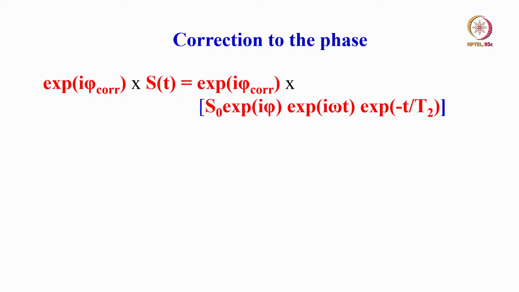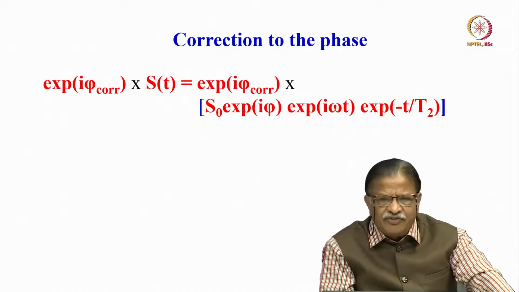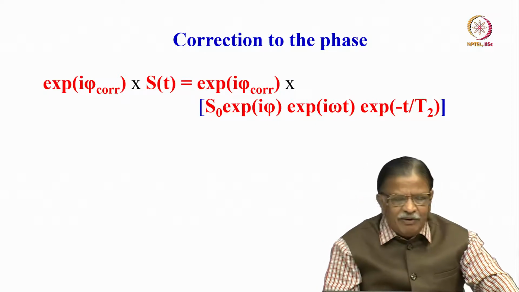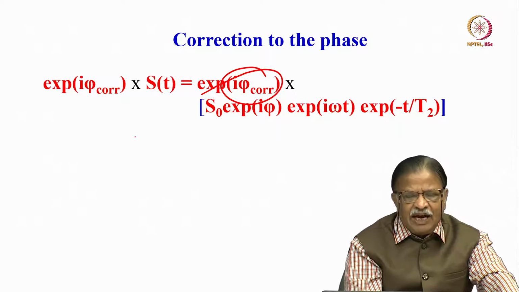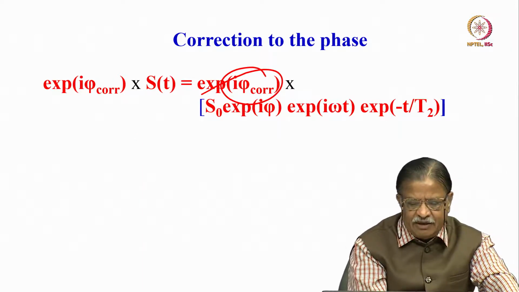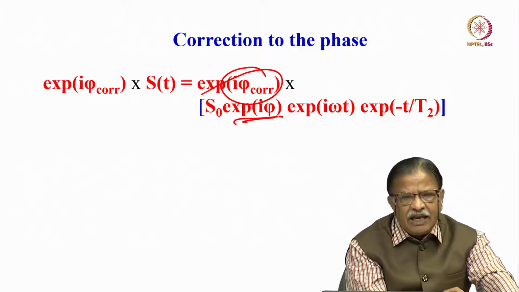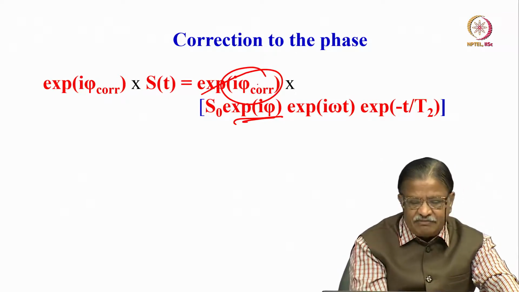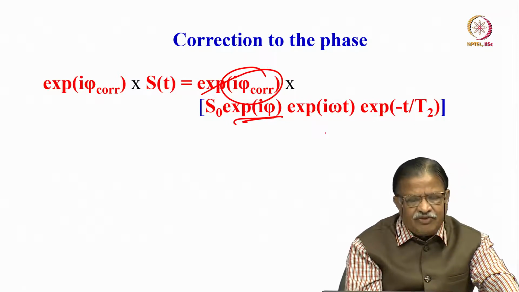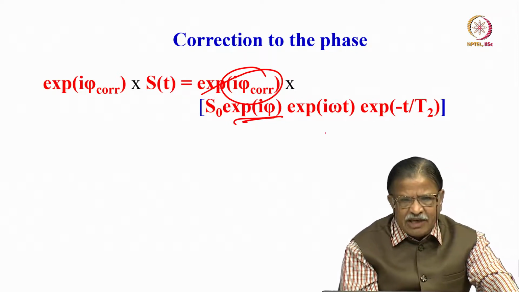How do you do the correction to the phase? You can do it in the time domain or also in the frequency domain. In the time domain, what you will do is take this correction factor, exponential i phi correction. This is a phase error, which I call exponential i phi. The correction I put like this, and then multiply these two functions.